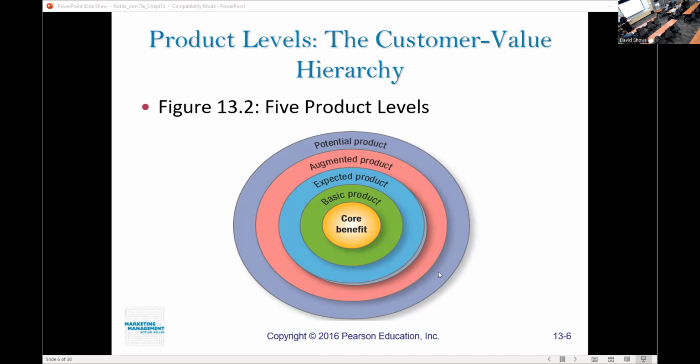And the last level, the fifth level, is the potential product. And this is all of the possible augmentations. And this is where the future is. The potential products are those places where we can hopefully exceed the expectations of where we are in the future.